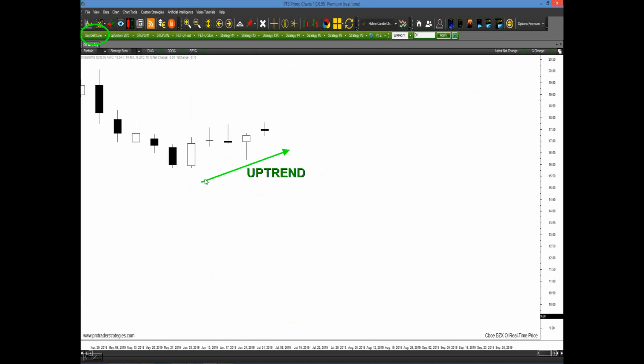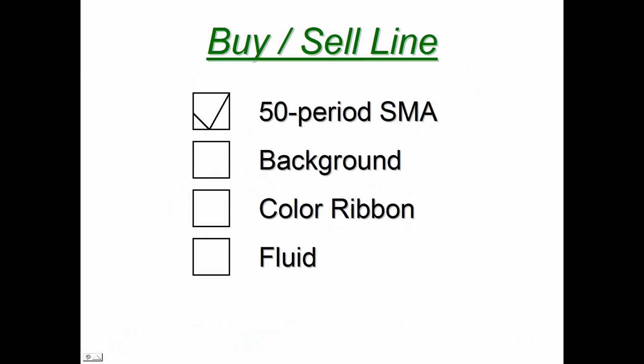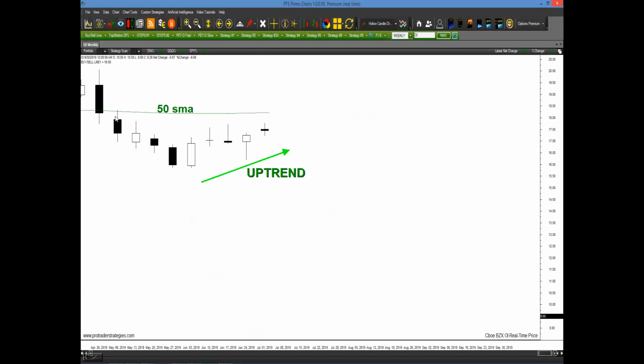What does the buy-sell line tell you? Most important thing you should be applying firstly before any analysis. You apply the 50-period moving average to a weekly chart. It's telling you that the majority of price bars are below. This is not an uptrend. This is a pullback in an overall downtrend. This is a selling opportunity.